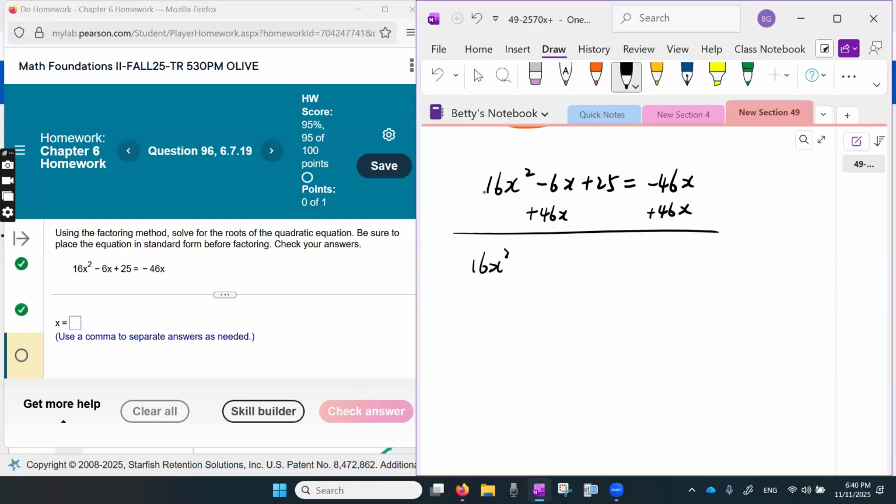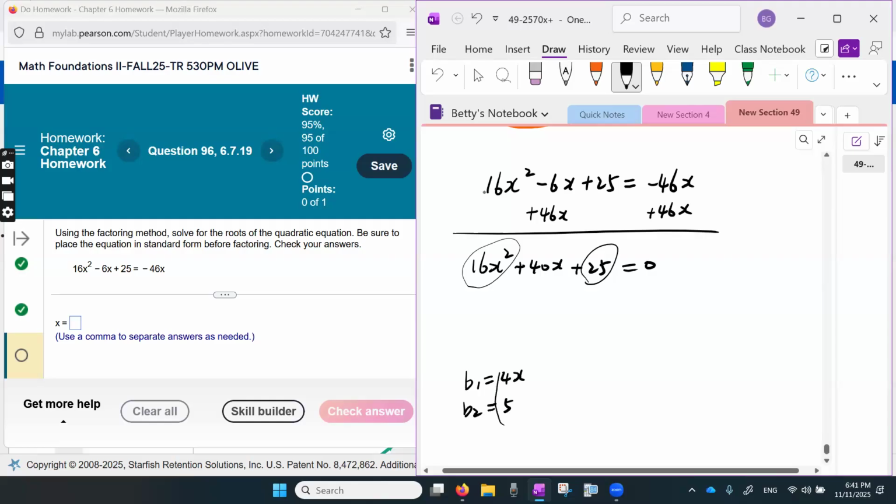Then we have 16x^2, 46 - 6 is 40, so + 40x + 25 = 0. Okay. Look at the GCF. We don't really have any GCF. If you can tell, this is (4x)^2 and this is 5^2. Base 1 is 4x, base 2 is 5. Multiply the two bases: 4x times 5 is 20x. Double it is 40x. So the left side is a perfect square trinomial.